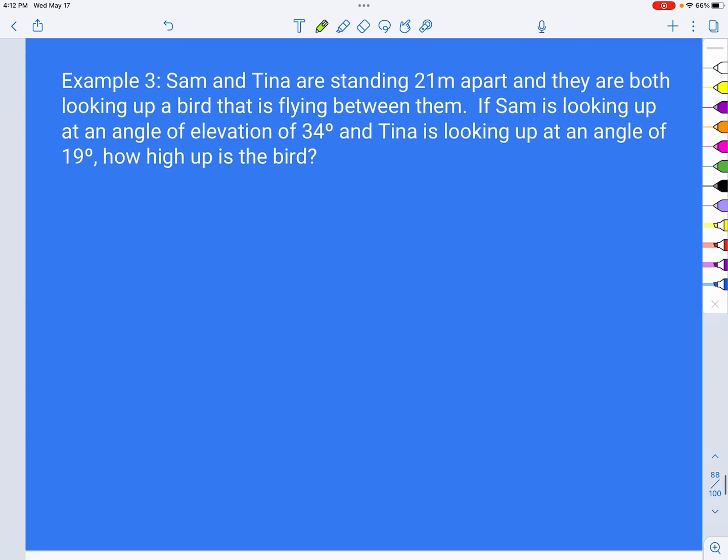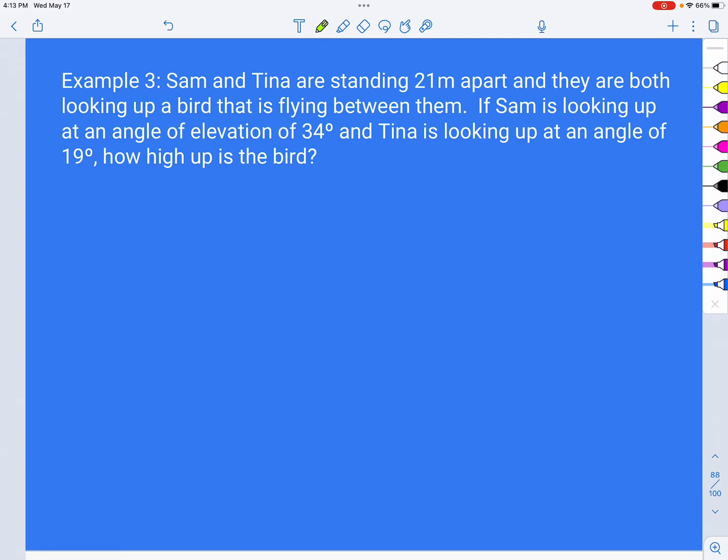Example 3. This is like 17 from the homework. So Sam and Tina are standing 21 meters apart, and looking up they see a bird between them. If Sam looks up at an angle of elevation of 34 degrees, Tina looks up at an angle of 19 degrees, how high up is the bird?